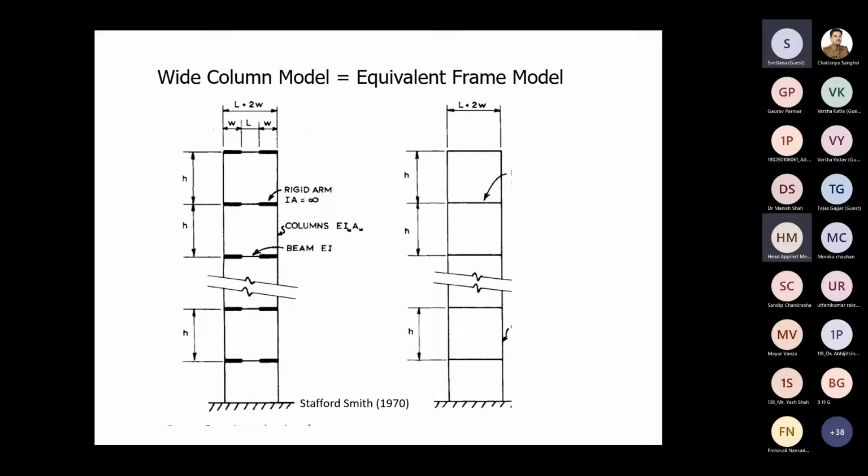So that is what it looks like. The wide column model is an equivalent frame model. What it shows is that if we forget about these rigid elements and non-rigid elements, we basically have a frame model. So out of the wall, we created a frame. So that's why it's called equivalent frame model.